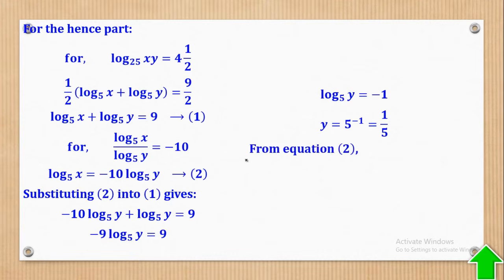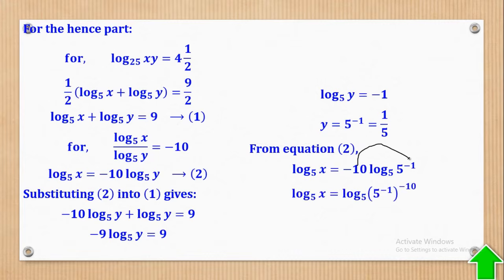So now from equation 2, I'll come and substitute for y. So when I do that, I'll come up with that. Then when I take this negative 10 up, I'll come up with this line. So multiple powers, I think you remember that under indices, this times this gives you positive 10. That's why I see positive 10 there.